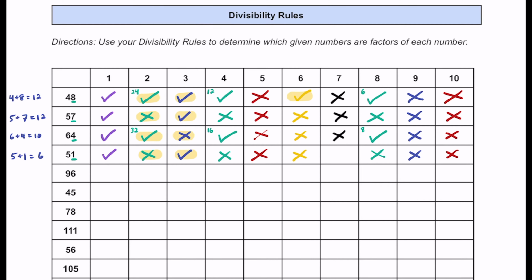And let's check out 7. Well, for 7, what do we have to do? We have to double the last digit, double the 1, which is 2. 5 minus 2 is going to be 3. 3 is not a multiple of 7.